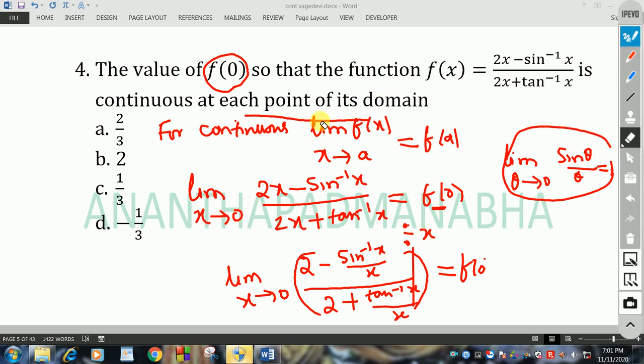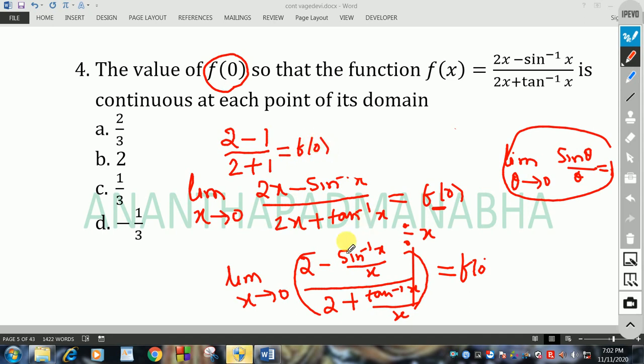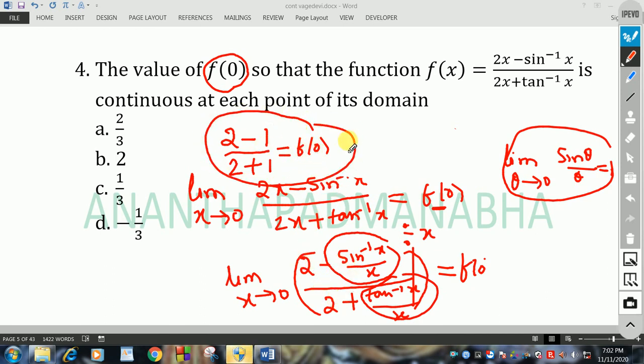So we can evaluate this limit like this: (2 minus 1) by (2 plus 1) is equal to f of 0. That is, sin inverse of x by x is 1 and tan inverse of x by x is also 1. Upon simplification we get f of 0 as 1 by 3. So 1 by 3 is in option C. So option C is the right answer.